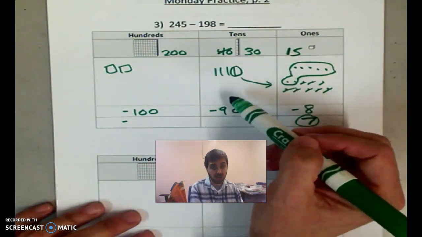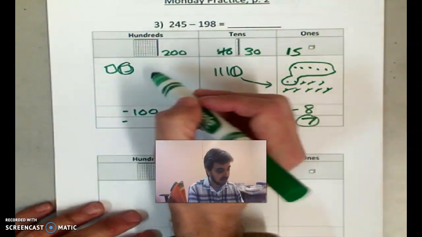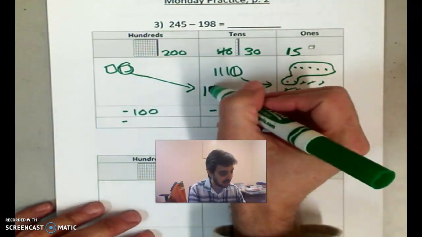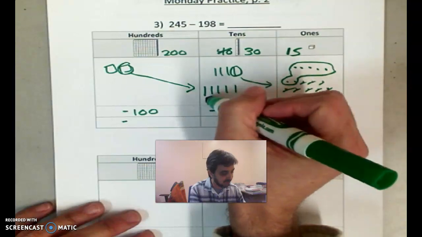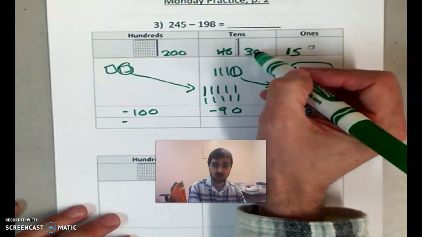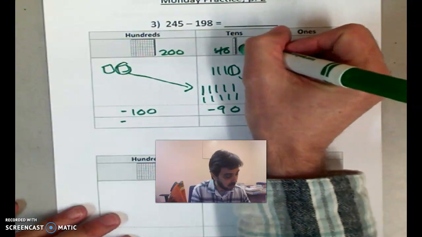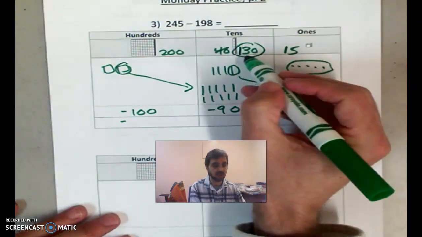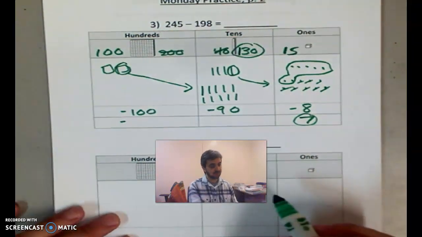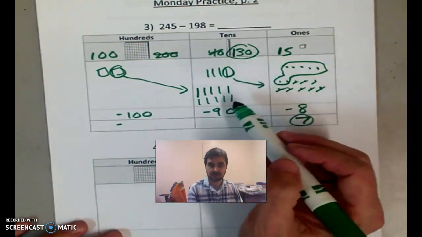I don't have enough, but I can open up a box of Skittles, right? And in that box are 10 bags, and each bag has 10 Skittles. So 10, 20, 30, 40, 50, 60, 70, 80, 90, 100. So now instead of just having 3 bags, or 30, I have 13 bags, or 130. And over here I only have 100. Okay, so now I can take away 90 from 130, right?